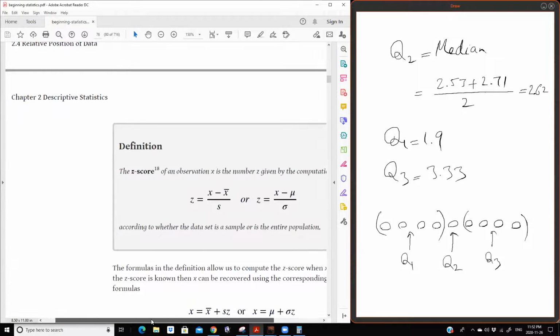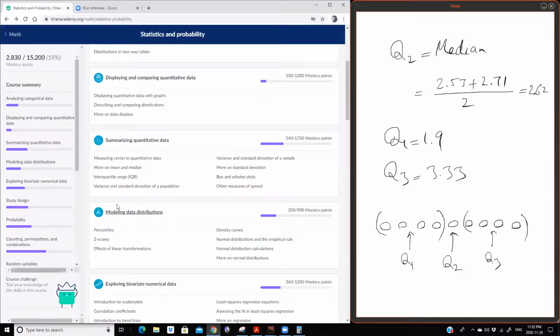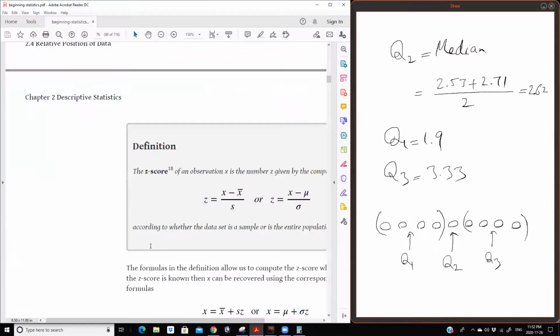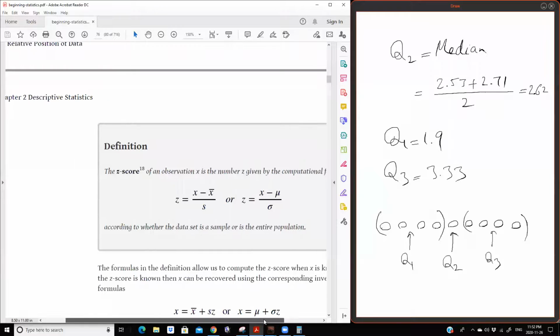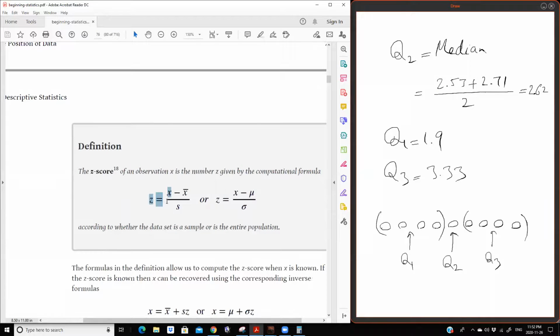Next is the z-score. Z-score is also explained here. That's for modeling data distributions. You're going to learn about percentiles and z-scores in modeling data distributions, which is due on December 5th. That's the formula for the z-score. This formula is used for the sample, and this formula is used for the population.